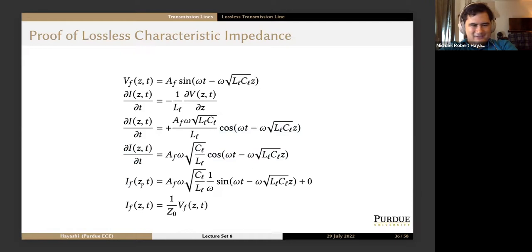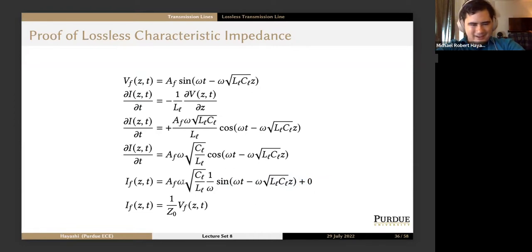We'll get I_F as a function of z and t. So we'll integrate cosine and get a sine. But with respect to time, we need to pull out a 1 over omega. And we're not dealing with any initial conditions anymore, because initial conditions and transients will make things really tough. So we'll just say plus 0 as our constant.